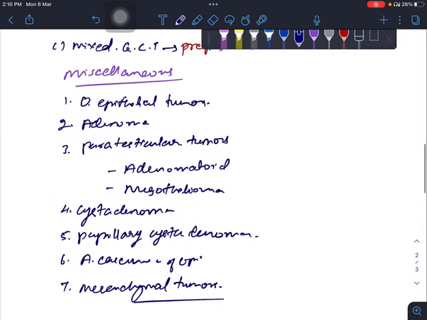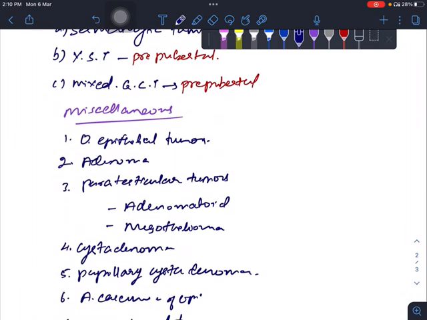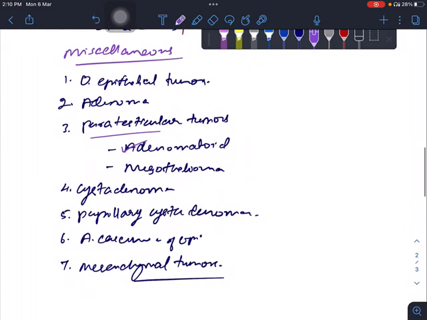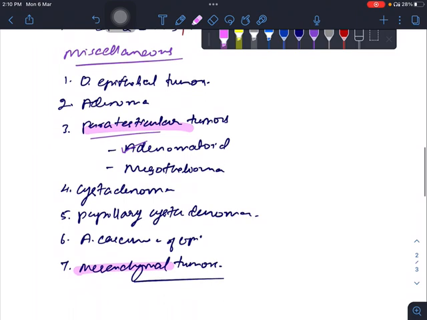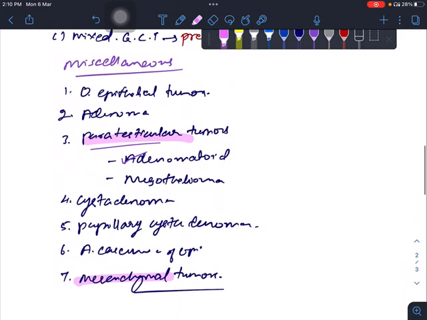These are some of the miscellaneous tumors. So just know that these kinds of miscellaneous tumors are there. The paratesticular tumor is important in this group. Adenomatoid tumor is the most common paratesticular tumor. Mesenchymal tumors also arise from the paratesticular region, or in the epididymis, or in the testicular adnexae.